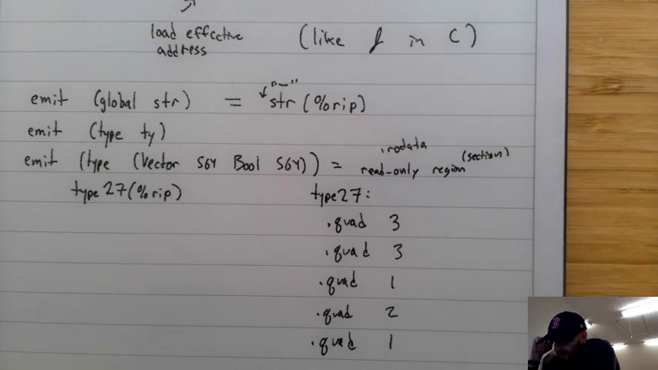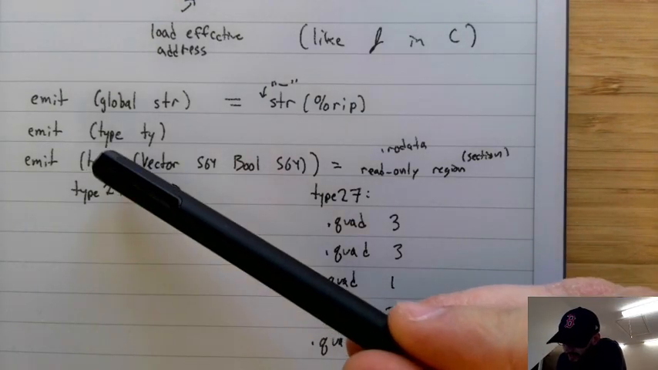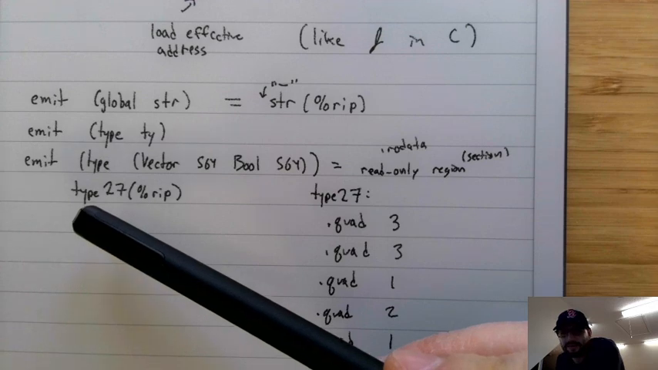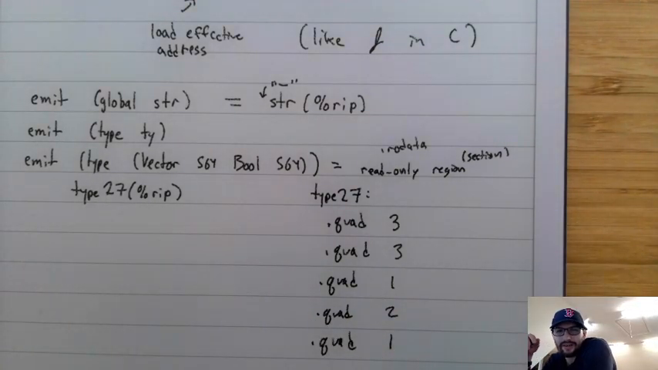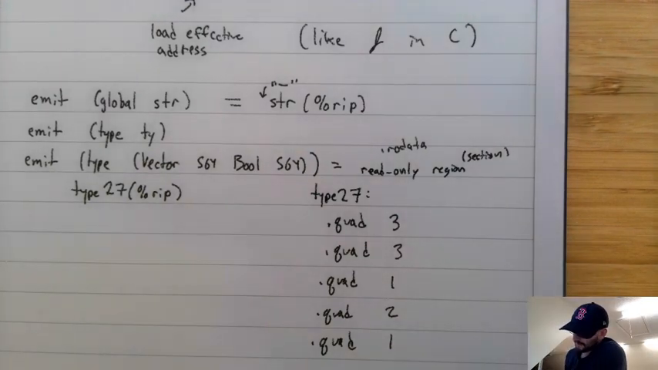So when you see a type, you say this is type number 27, and obviously you have some counter somewhere where you keep track of how many different types you've seen. And then for each one of those, you have this little format right here. Now, what does this format mean?